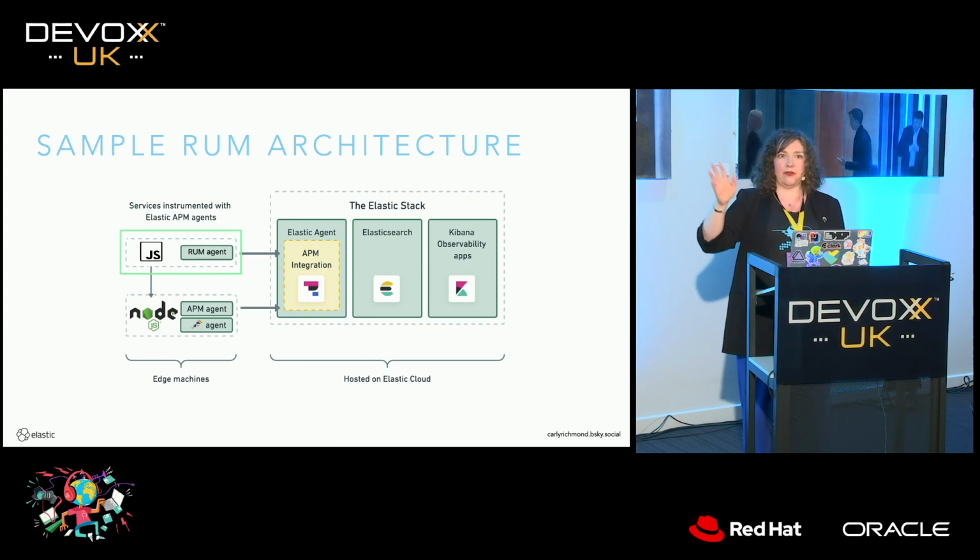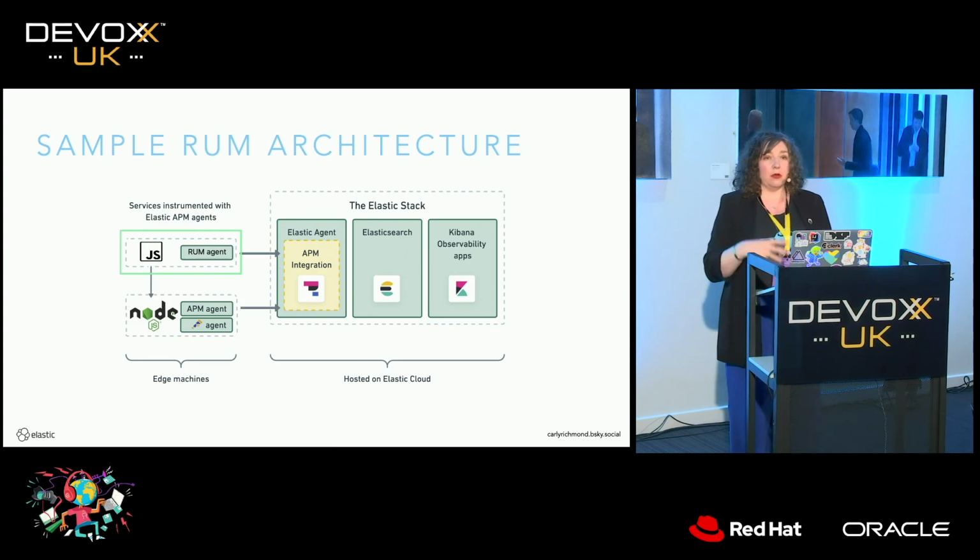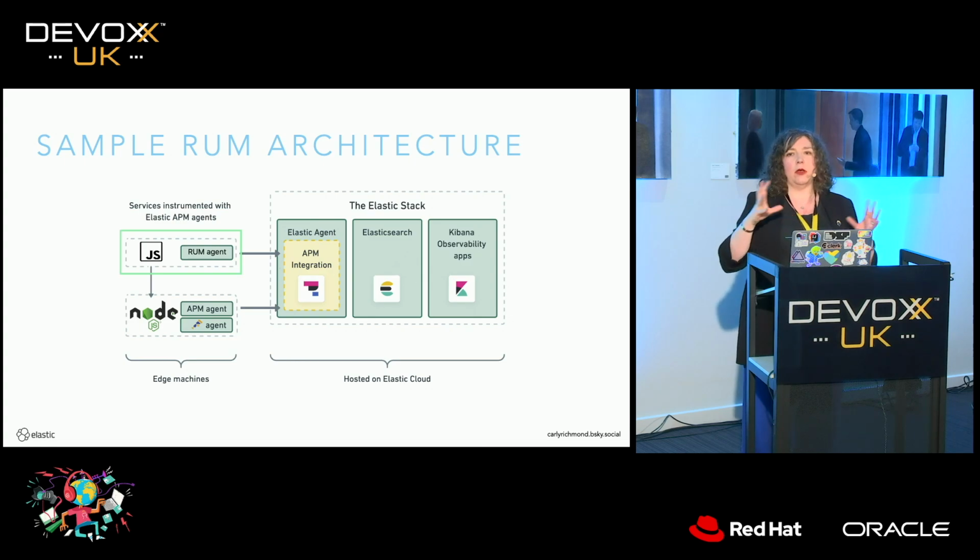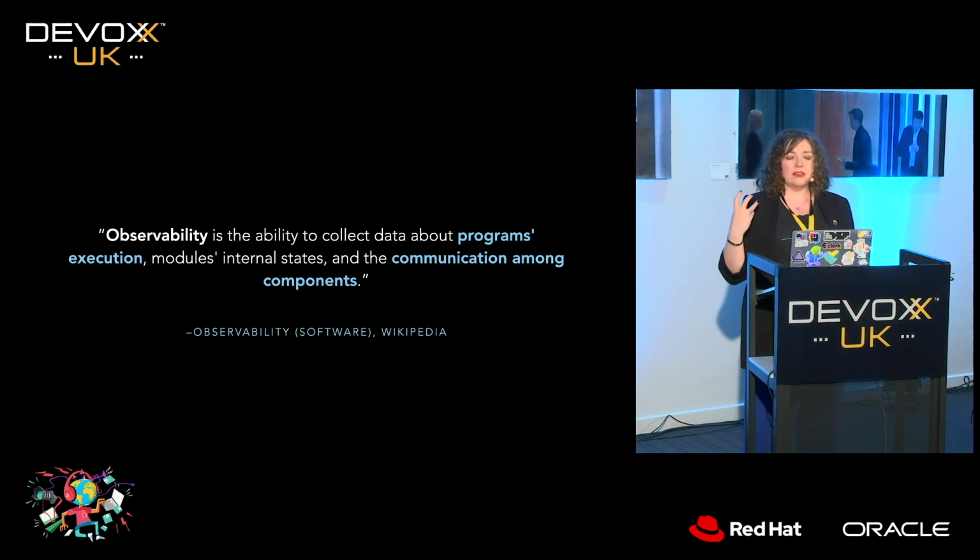So my advice is go have a look at that first, and we'll talk about OpenTelemetry and where we are with that as well if you're looking for an open alternative. So what this allows us to do with a RUM agent is basically collect information about a program's execution. We can get a bit about internal state, but to be honest, not that much. And then also communication between the components as well.